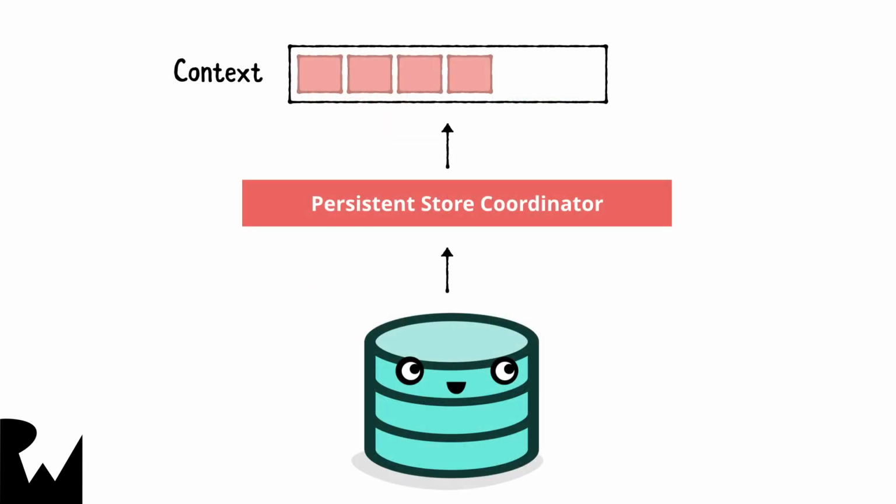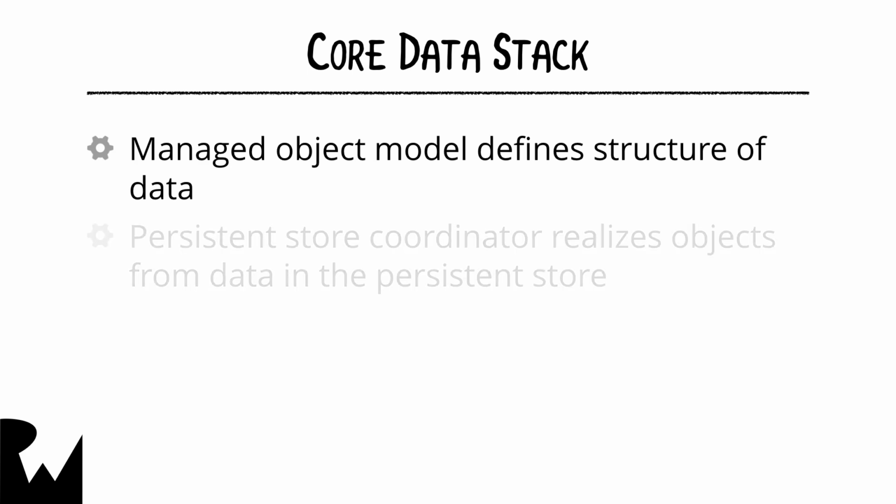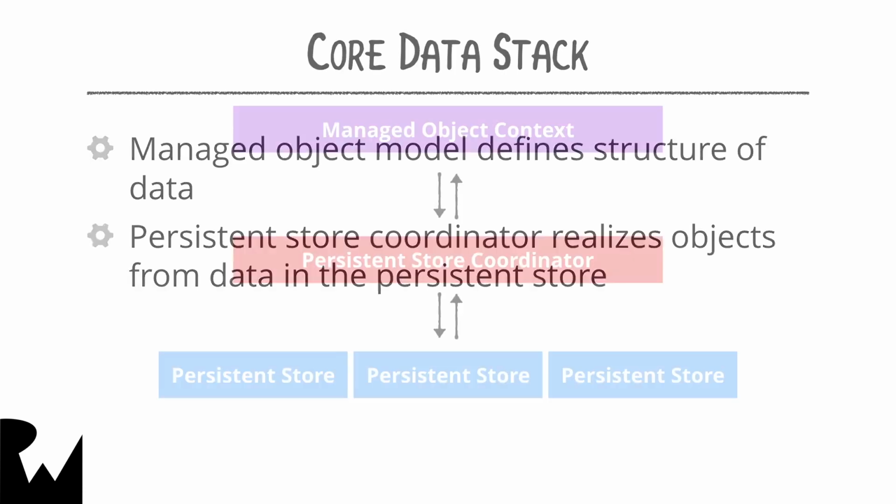Similarly, if the user were to browse their list of existing books, the persistent store coordinator would be responsible for retrieving existing instances from a persistent store. To bring it all together, the managed object model defines the structure of the data, and the persistent store coordinator realizes objects from the data in the persistent store and passes those objects off to the requesting context.